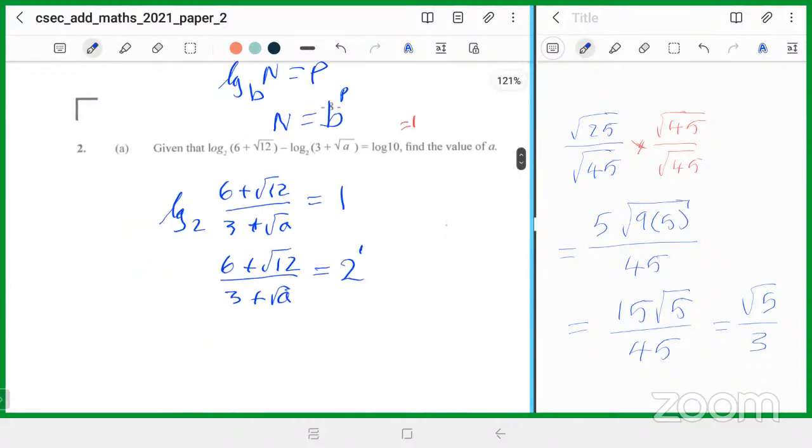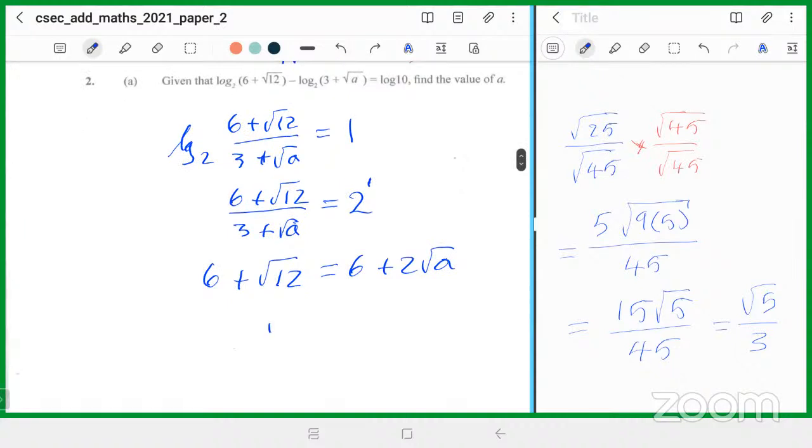It's the same calculation again. I'm going to multiply this across here by the 2 first. So I'm going to get 6 plus root 12 equals 6 plus 2 root a. This 6 cancels this 6. And so I'm left with root 12 equals 2 root a. So root 12 is equal to 2 root a. Now, when we did it a while ago, we'll break this 12 down into 4 times 3.